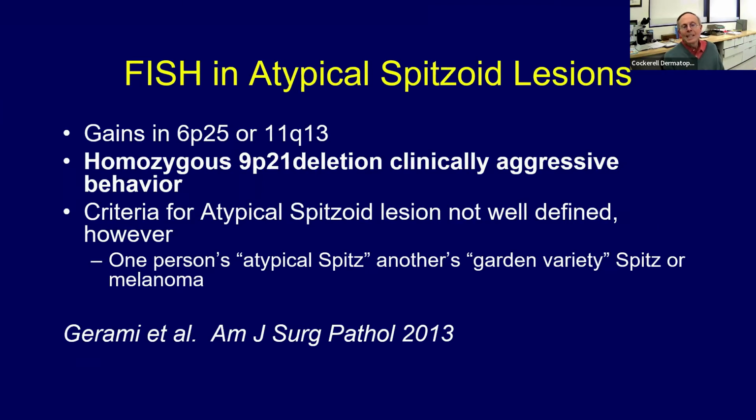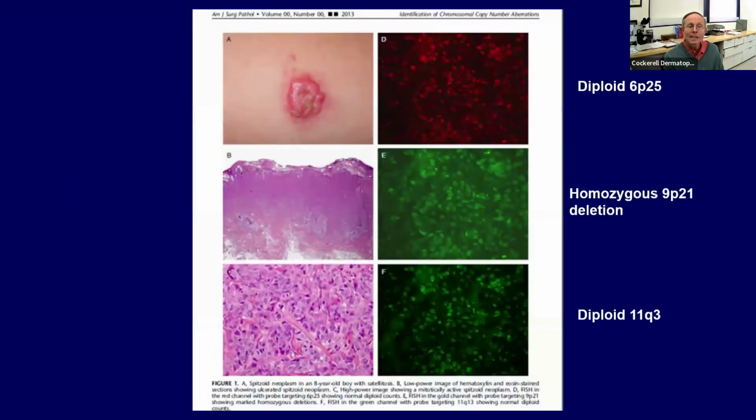If you see gains in 6p25 or 11q13, especially this homozygous p21 deletion, that's a red flag for an aggressive spitzoid lesion. And again, the criteria for what somebody's atypical spitzoid lesion is not very well defined. But basically, if you see one of these lesions and you get this loss of this marker, that's really not a good finding. And here's an example of one where they use these.